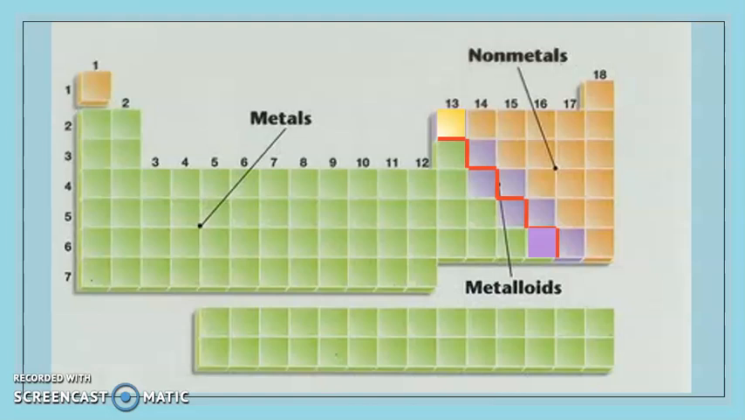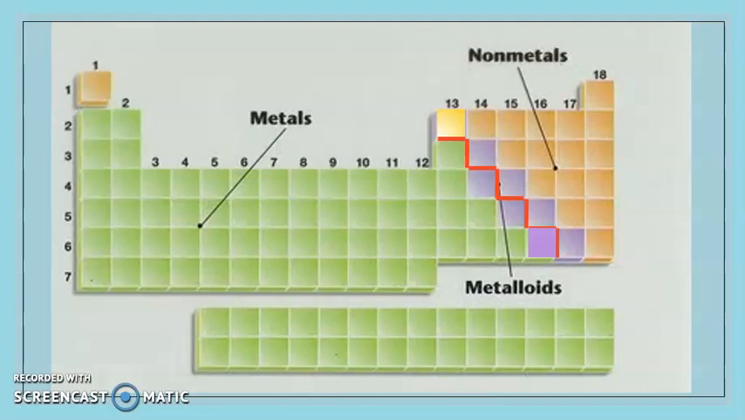What I really want to draw your attention to is a couple different elements here. Element number 1, all the way at the top left-hand corner, that's hydrogen. Notice that that's colored in as being orange. He is typically referred to as a nonmetal. Also, take a look at the top of this important feature called the staircase. The staircase is what divides the metals from the nonmetals.